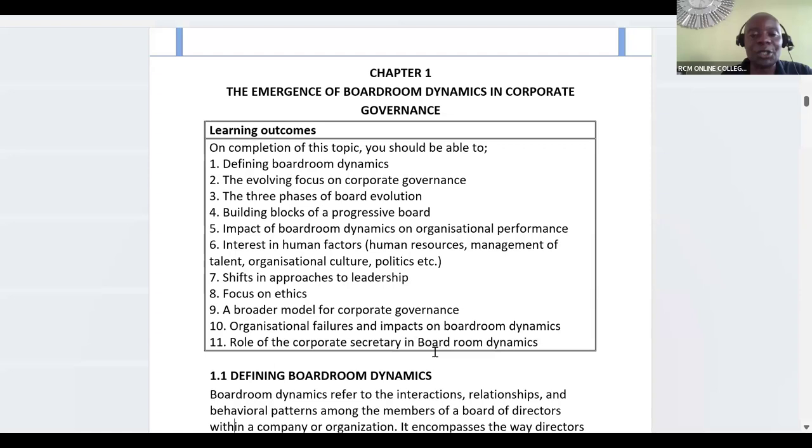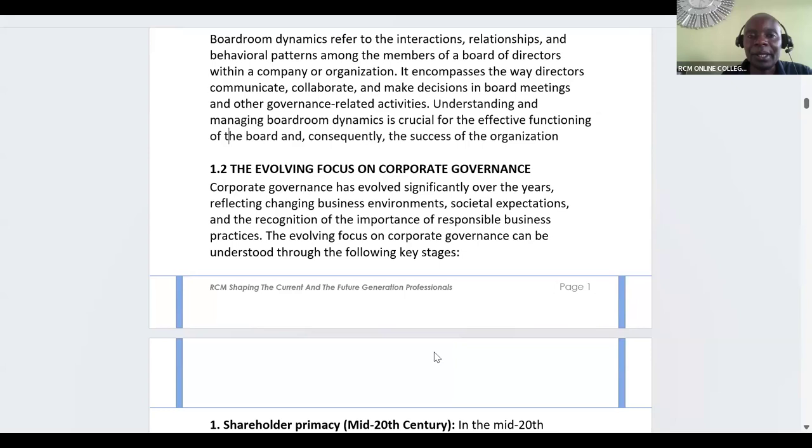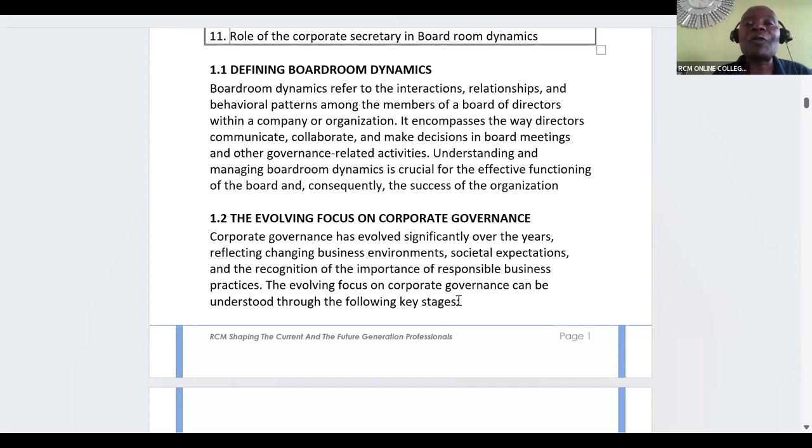Definition. So I start with 1.1. Boardroom dynamics refers to the interactions, relationships, and behavioral patterns among the members of a board of directors within a company or organization. How do we work with each other? Collaboration, very important. How do we relate here? There will be a lot of interactions between board members. It encompasses the way directors communicate, how we collaborate and make decisions in board meetings and other governance-related activities.